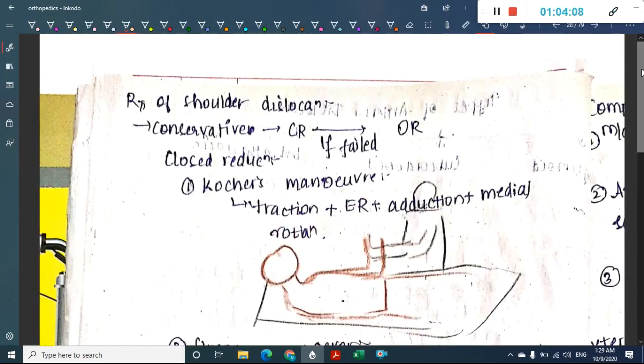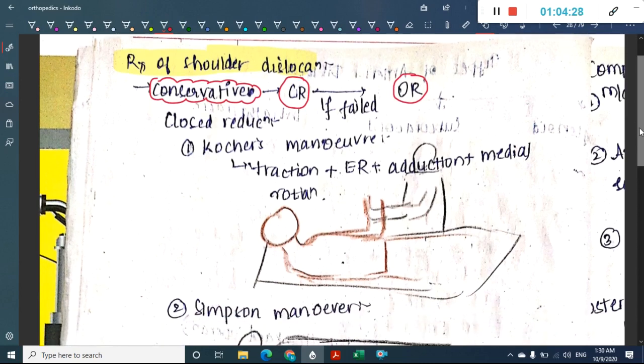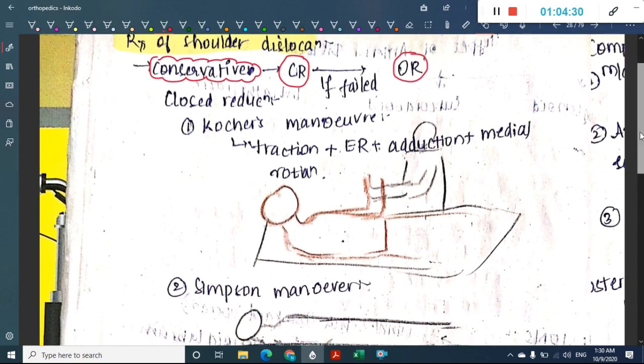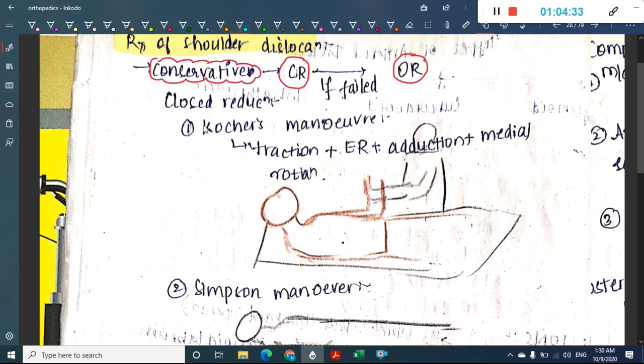Then we will see the treatment of shoulder dislocation. First we have conservative treatment and then we can do operative treatment. What is the conservative treatment? First we should try closed reduction. If this closed reduction fails, only then we should go to open reduction. So in closed reduction, what do you do? We do the following maneuvers.